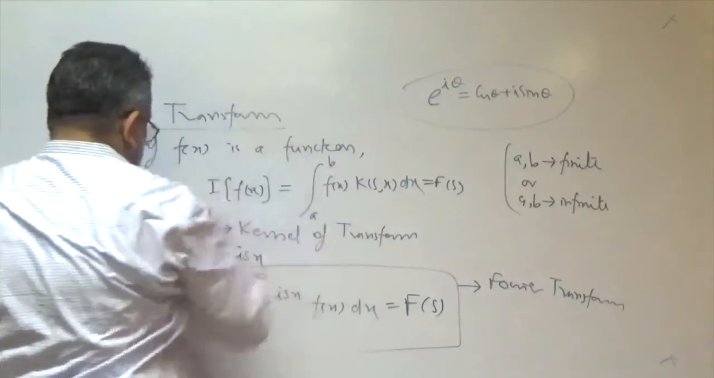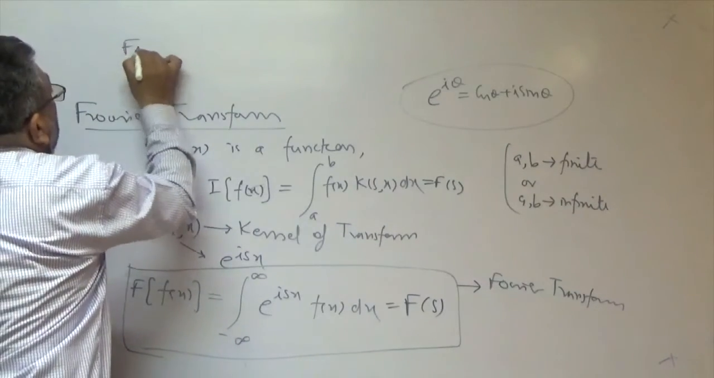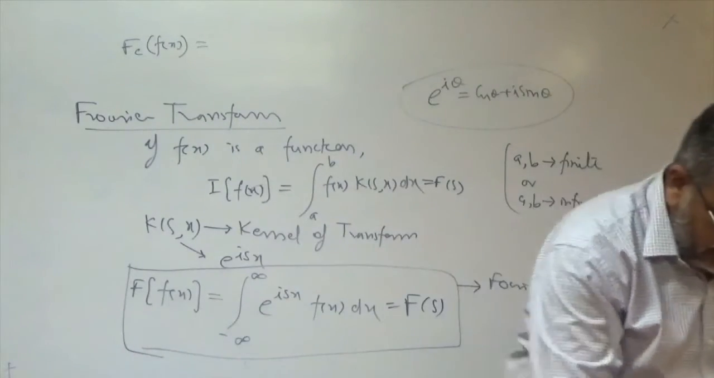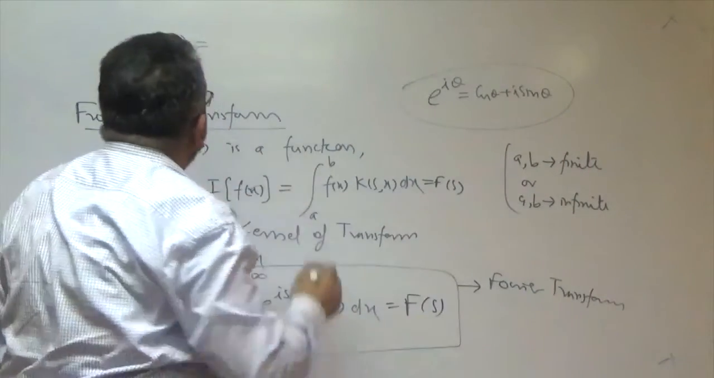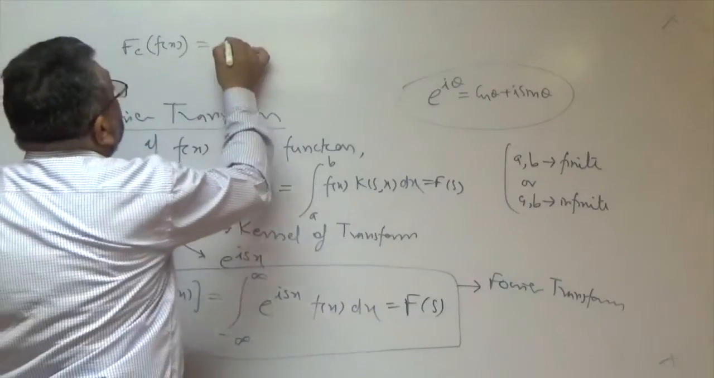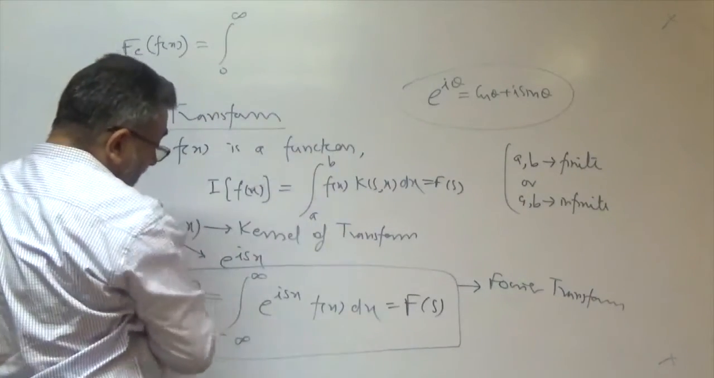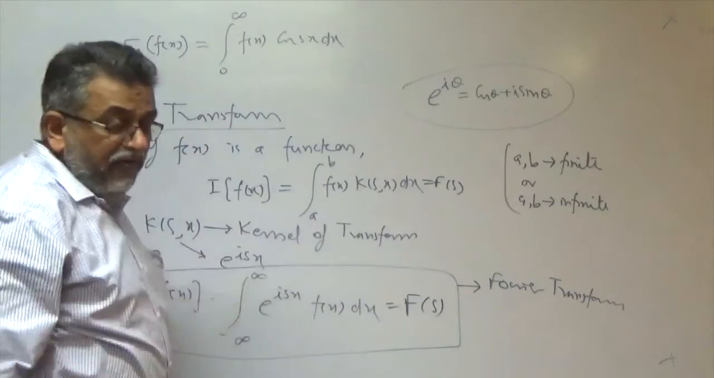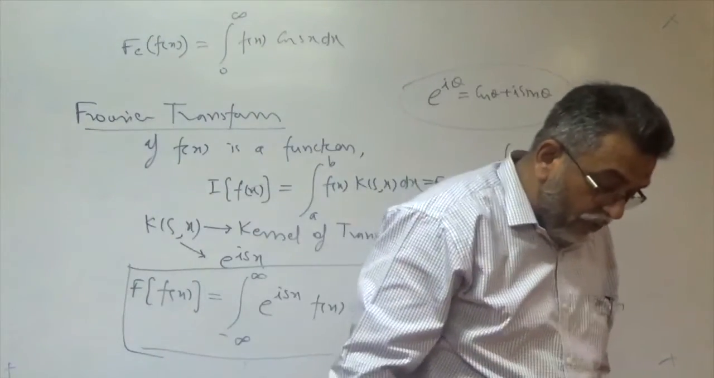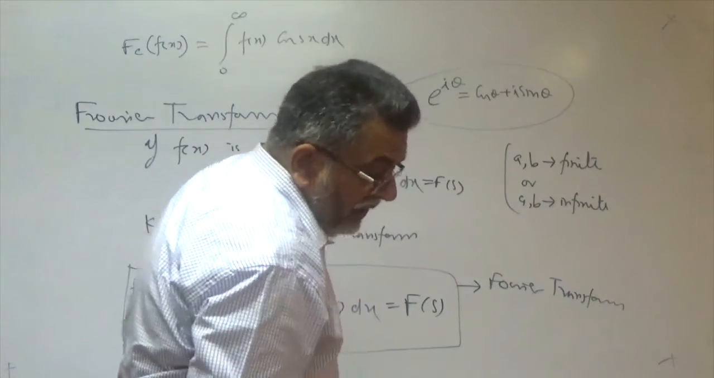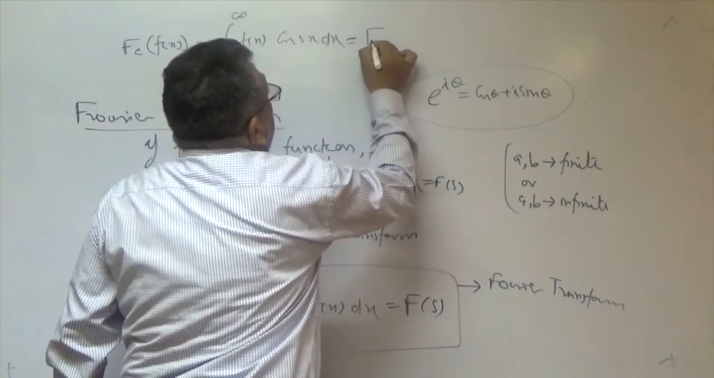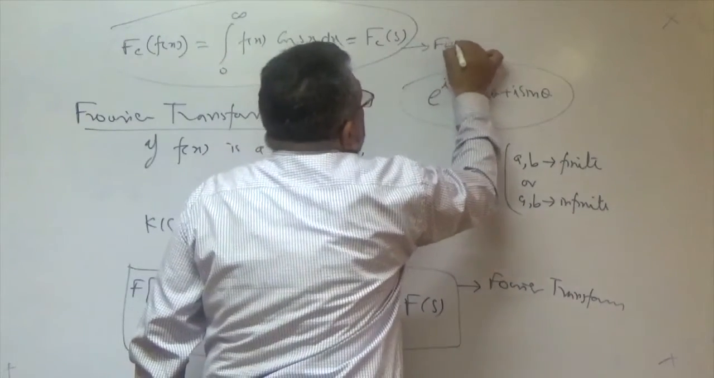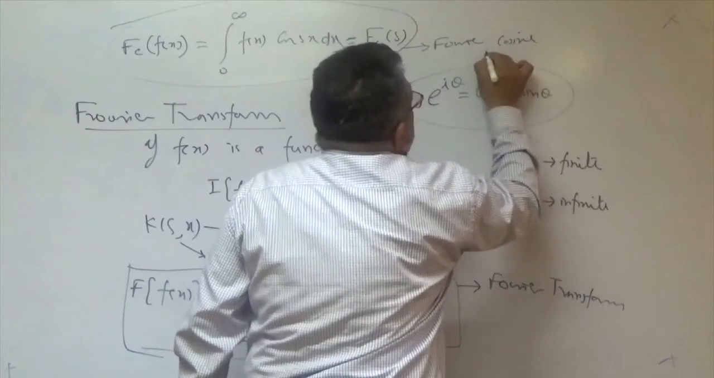If we take the real part, Fc of f(x), then this is the integral with limit 0 to infinity, f(x) into cos sx dx. If we take the real part of this and open it, then this is the Fourier cosine transform, and this is denoted by Fc(s). This is also the second form, and this is called the Fourier cosine transform.